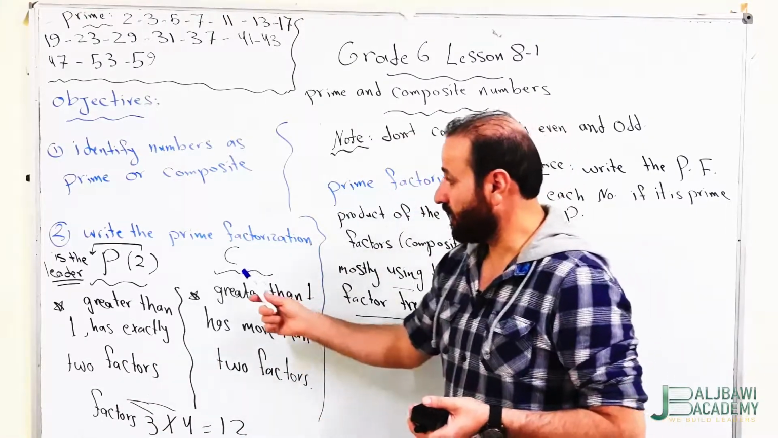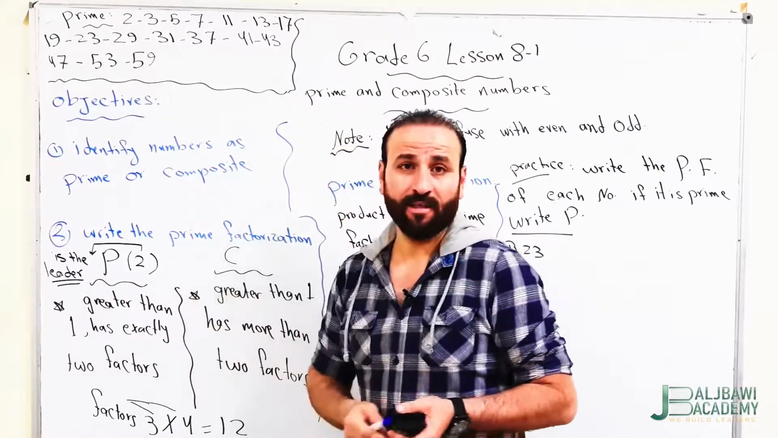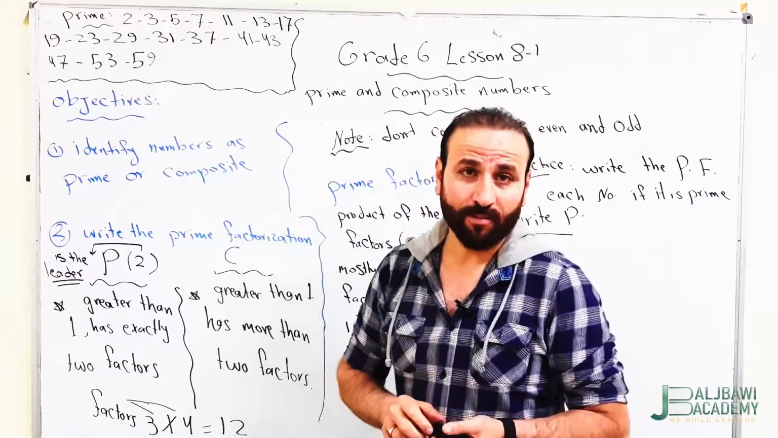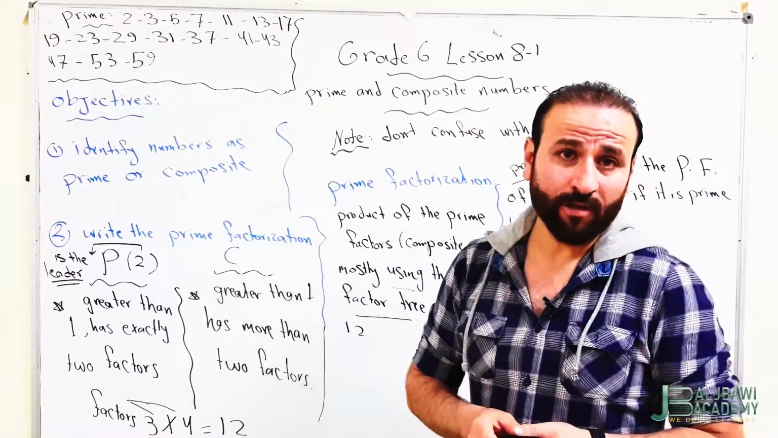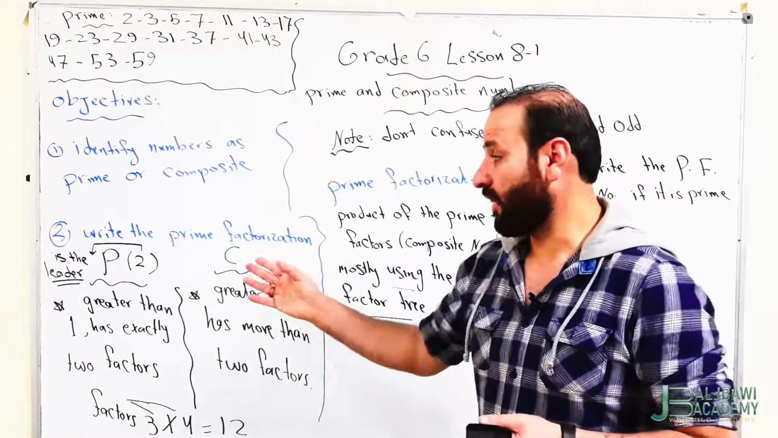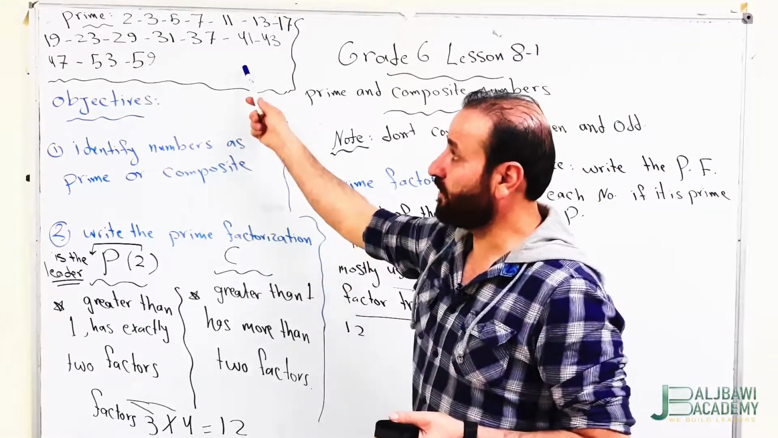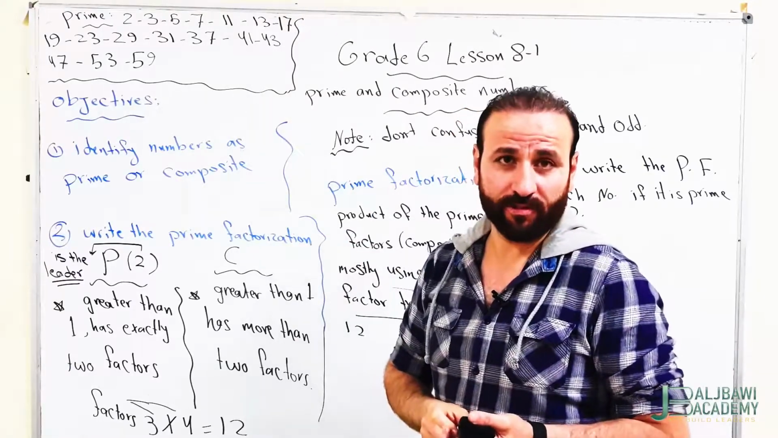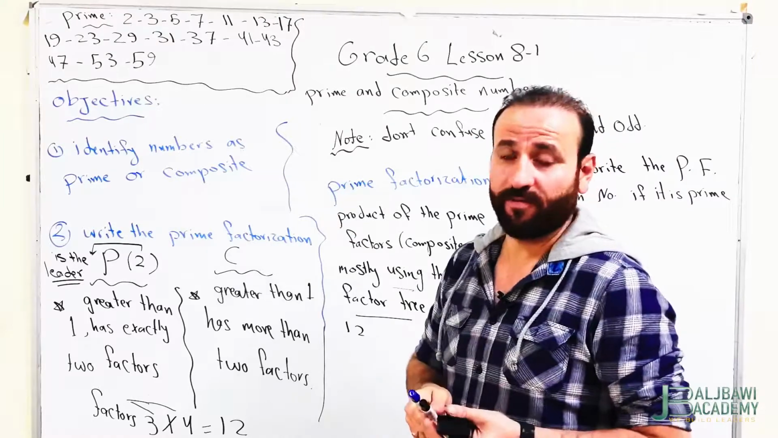Now, I write here 2 as the leader. 2 is the leader of the prime numbers because it's the only even number which is a prime number. Here we will come to this list of some important and famous prime numbers, and you can see 2 is the first one.